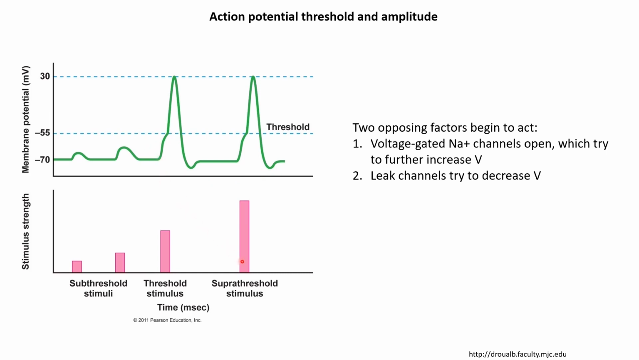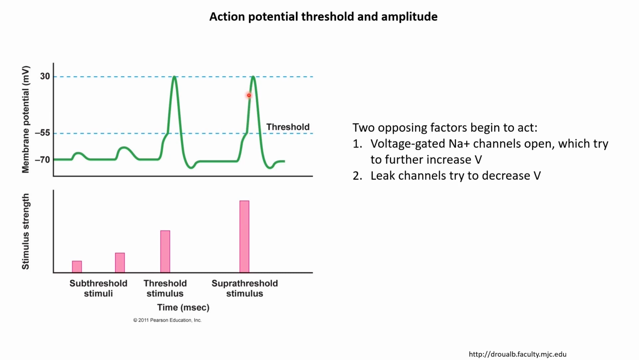Now if we give an even larger input that could potentially cause an even larger depolarization in a neuron, we would still see an action potential of the same size. Why is that? Why don't we get larger action potentials for larger inputs? Well, the reason is that the size of the action potential depends on the voltage-gated sodium conductances.